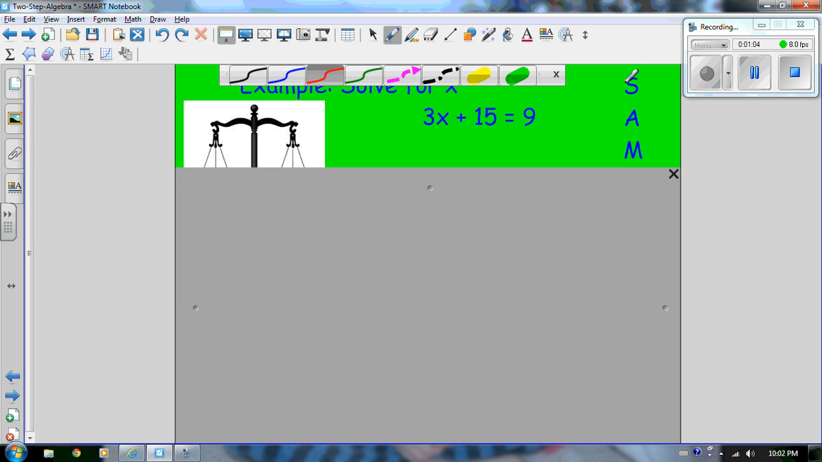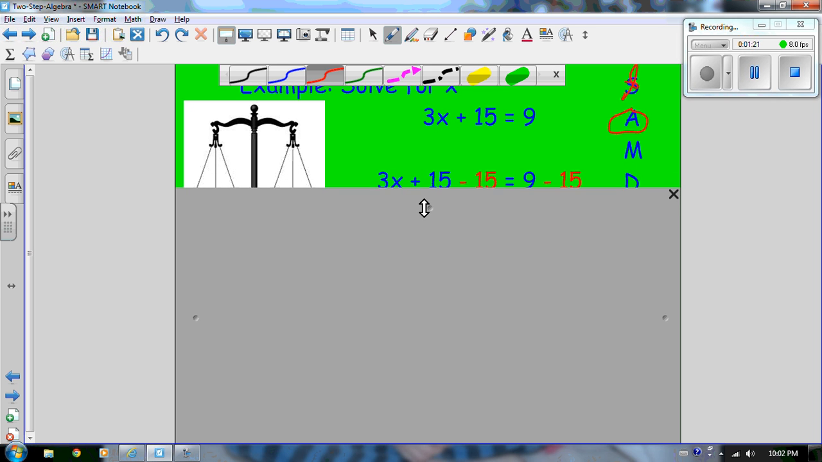Now, is there any subtraction? No, so I don't have any subtraction. Do I have addition? I do have addition. So what I'm going to do first is I'm going to get rid of the addition here, so the plus 15. How do I get rid of a plus 15? Well, I'm going to subtract 15 from the left side and from the right side. So again, going over that pattern, what you do to one side, we must do to the other side, and that again works for this scale scenario model.